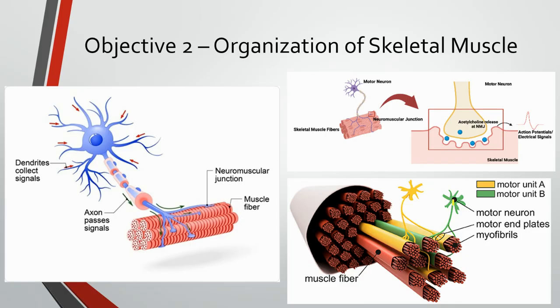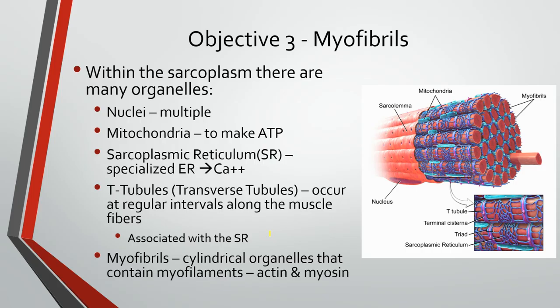So like this green motor unit is this green neuron and these muscle fibers. We have another motor unit, the yellow neuron, and the yellow muscle fibers. And so it just goes to show you that it's not a 1-to-1 ratio. There can be many muscle fibers that are going to be controlled by a single motor neuron. And we're going to stop there and come back in Objective 3 in our next video.